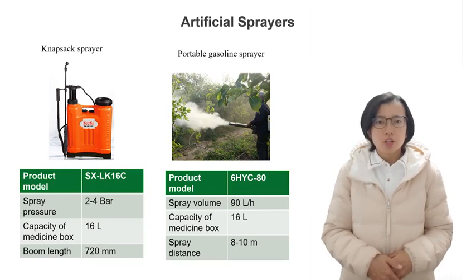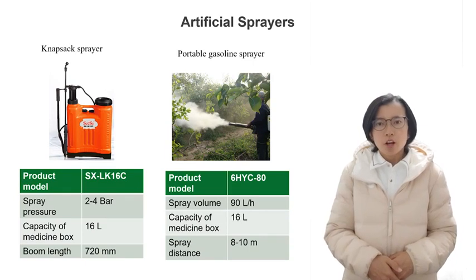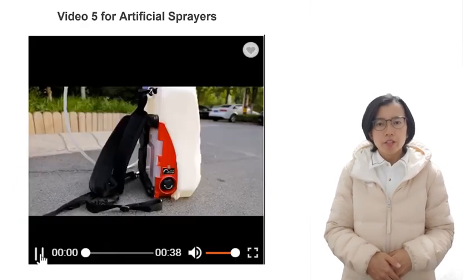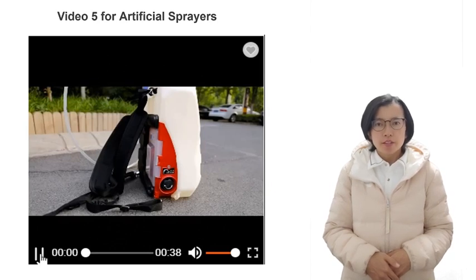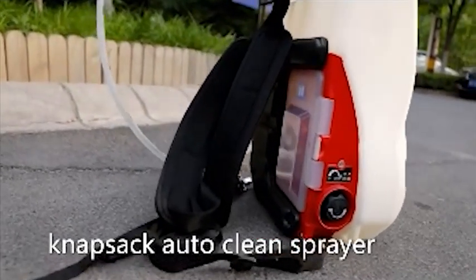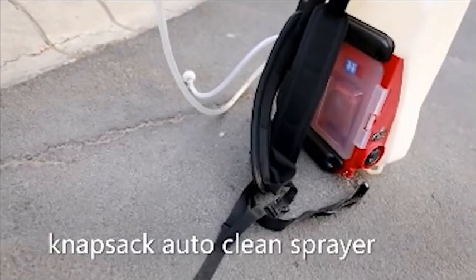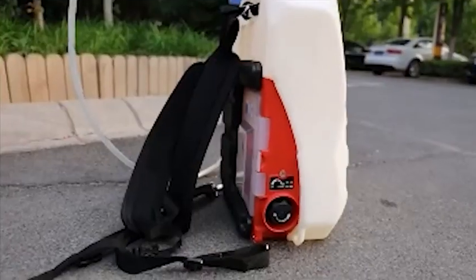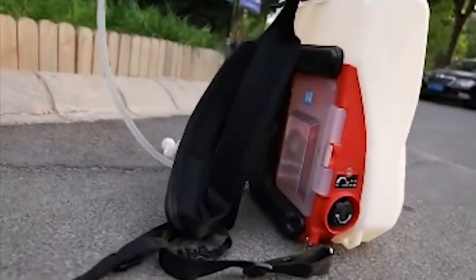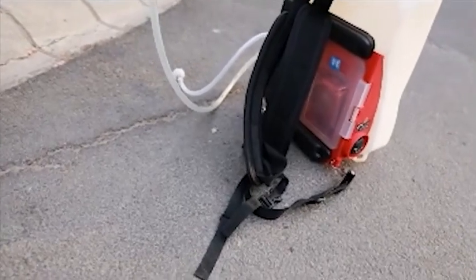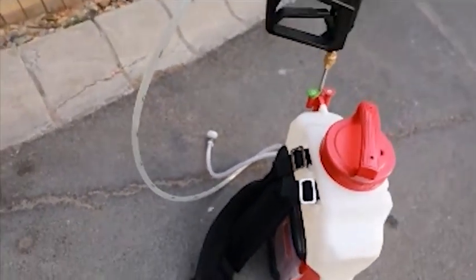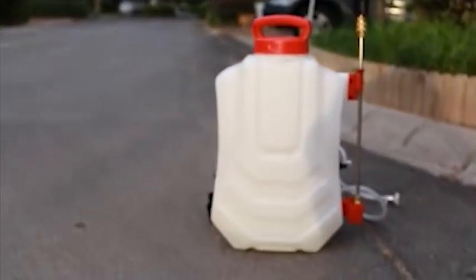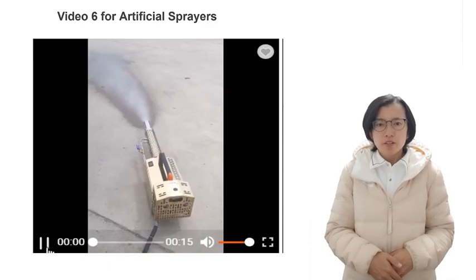This is an artificial sprayer for the orchard. It is from a company named Knapsack. It's a very famous company also. Here is a video about how it works. Let's watch it. Another video for artificial sprayers.